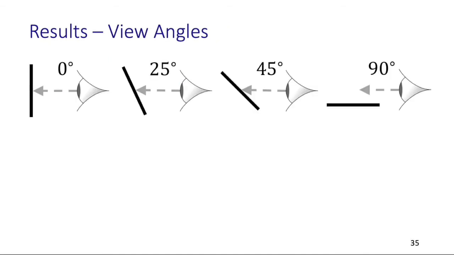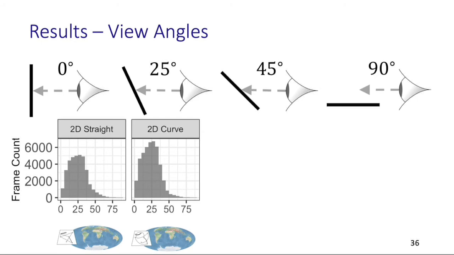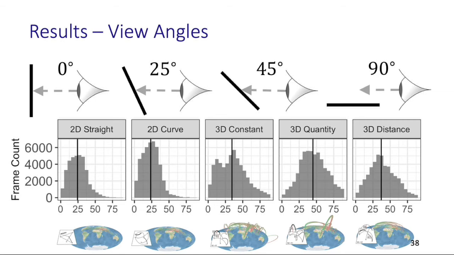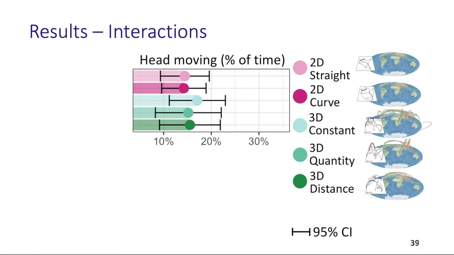We collect the view angles of participants from the study. 0 angle means looking at the map perpendicularly, while 90° means seeing from the perfect side. We plot the histogram to see the distribution. We also add median lines to this histogram, so we can say the median value of 2D flow maps is roughly 25 degrees. When it comes to 3D, we can say participants tended to look from the side more in 3D conditions.